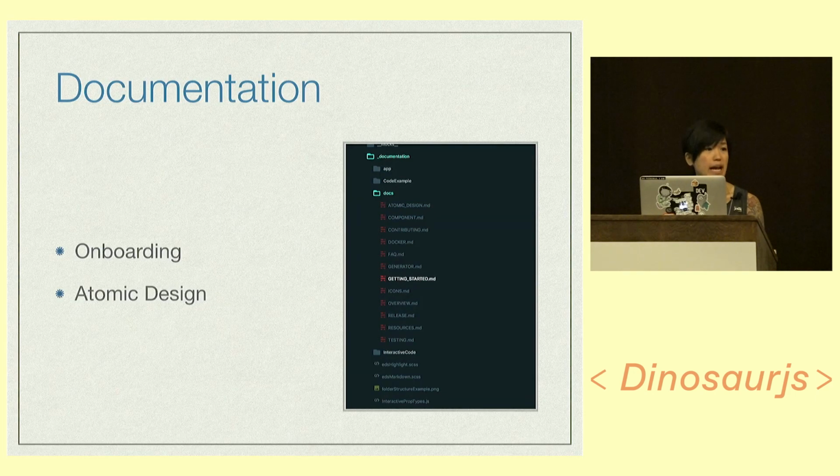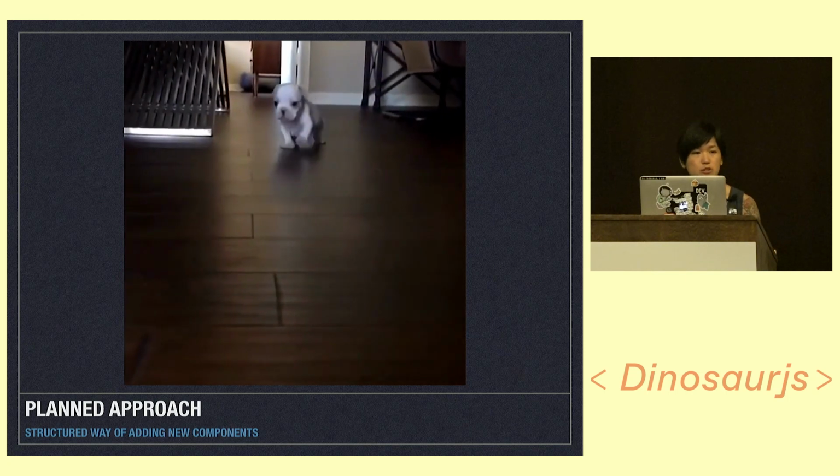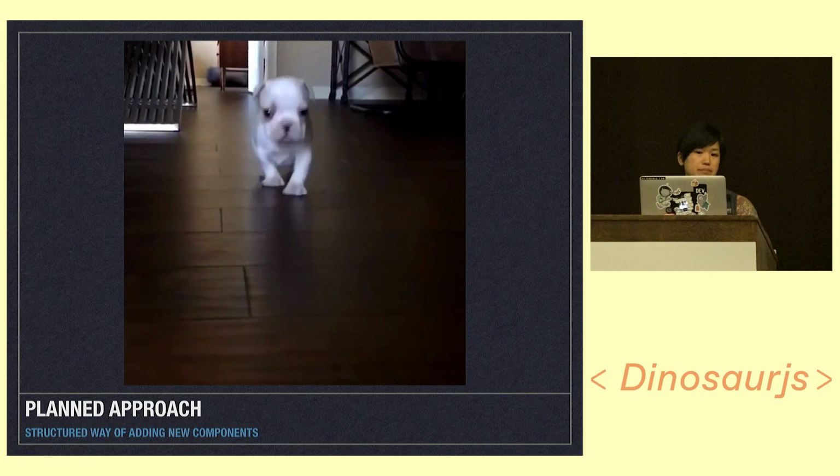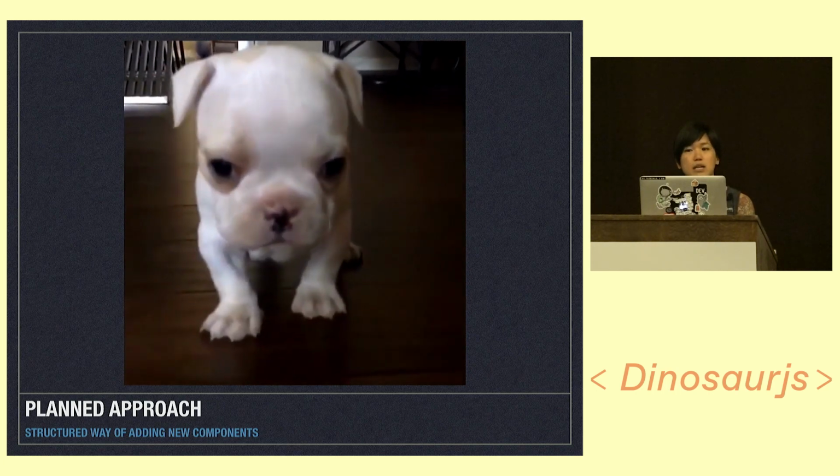We were really good at having documentation around our design system. We had a lot of information on onboarding and information around atomic design. You can see here a list of some of the documentation that we had. The front-end Foundry team created a planned approach, a structured way of adding a component. Basically, you would sit down with our front-end Foundry team and talk about edge cases around a component. You would talk about what props it required, things like that.